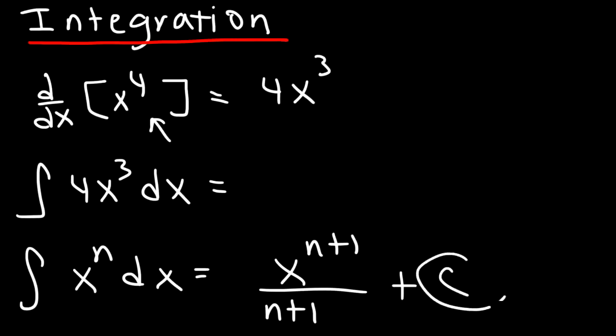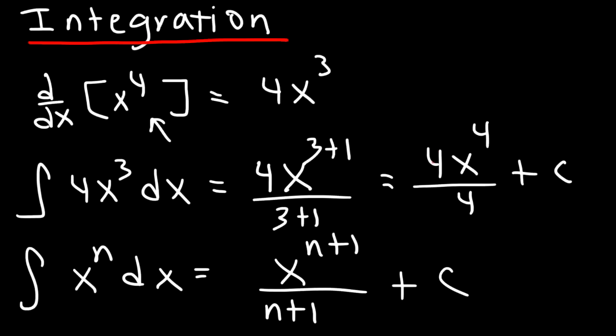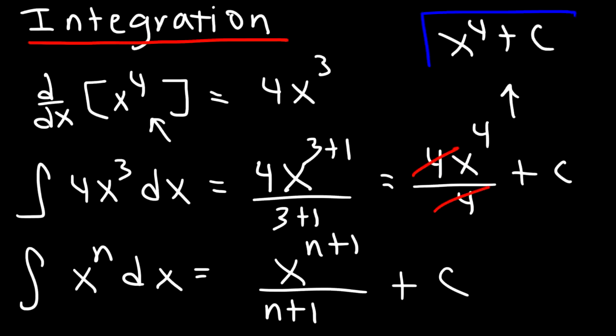The derivative of any constant is 0. So when you integrate, you always have to add a constant to your expression. So this is going to be 4x to the 3 plus 1 divided by 3 plus 1. So that's 4x to the fourth over 4. And let's not forget to add plus c. And so as you can see, we get x to the fourth plus some constant. So integration is the opposite process of differentiation. So you can call it anti-differentiation.